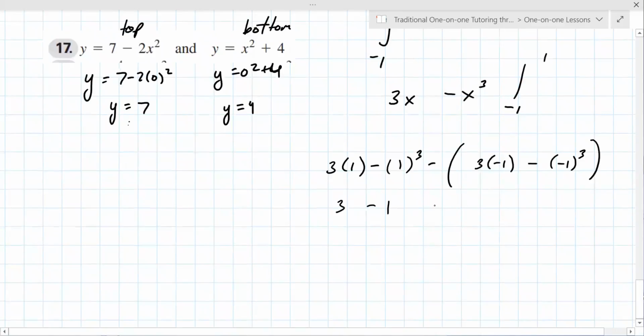3 minus 1 minus -3. -1 becomes +1. It's really easy to mess up signs here. I mean, this is -2, and then change it to +2. That's 2, so it looks like it's 4 when you're all done. Okay.